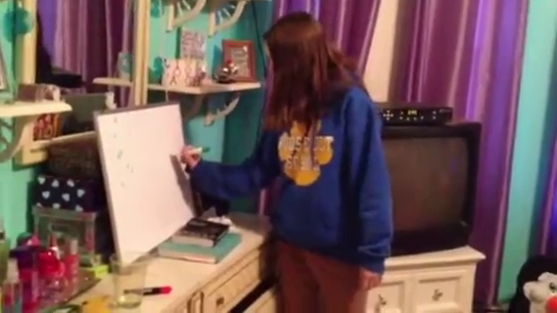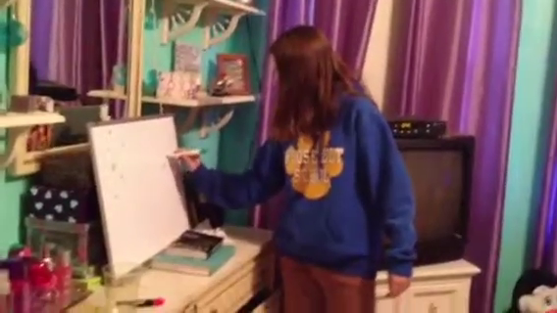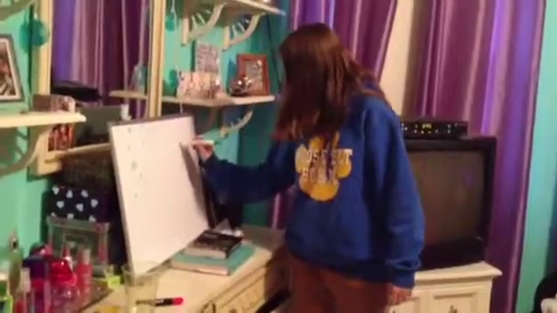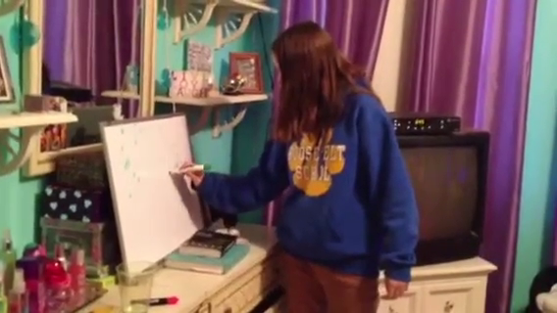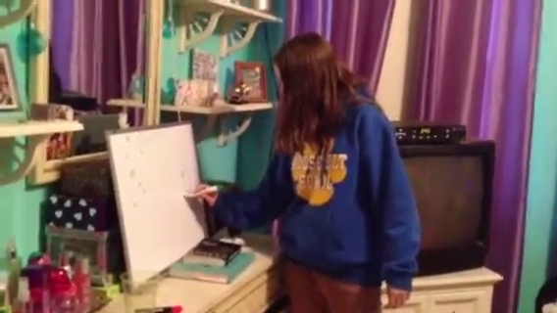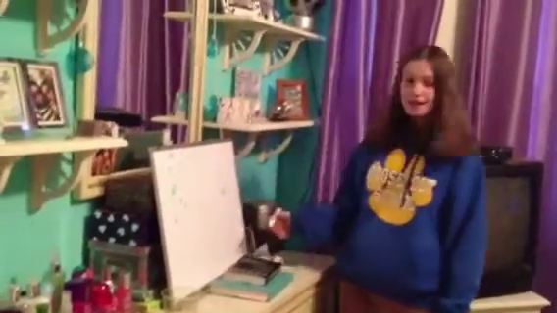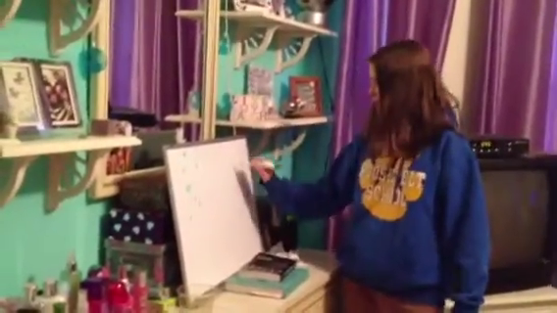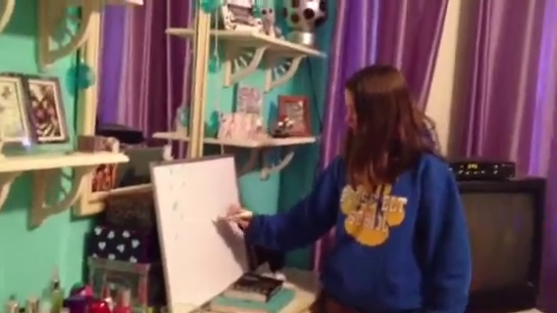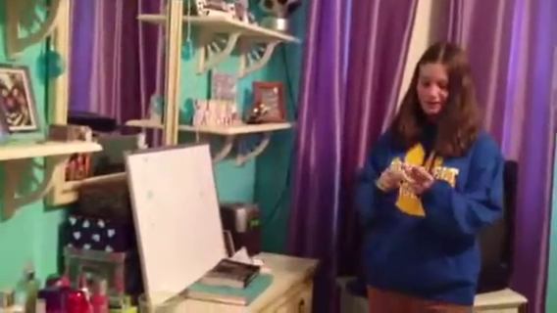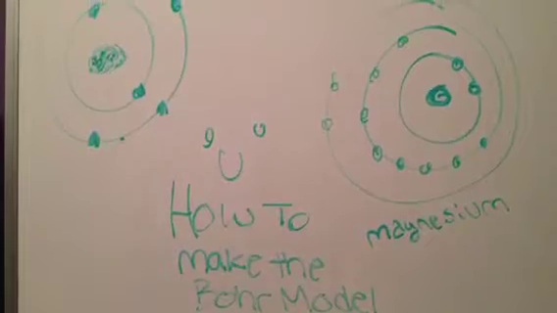Wait, I think I got it! Okay, explain. Well, take magnesium for example. First, you make the nucleus. Then you make the first shell, which has 2 electrons around it. Then you make the second outer shell, which has 8 electrons around it. So you'd make 1, 2, 3, 4, 5, 6, 7, 8. Then you'd make a third shell, and you'd make 2 electrons. And that would give you 12 electrons around the nucleus.